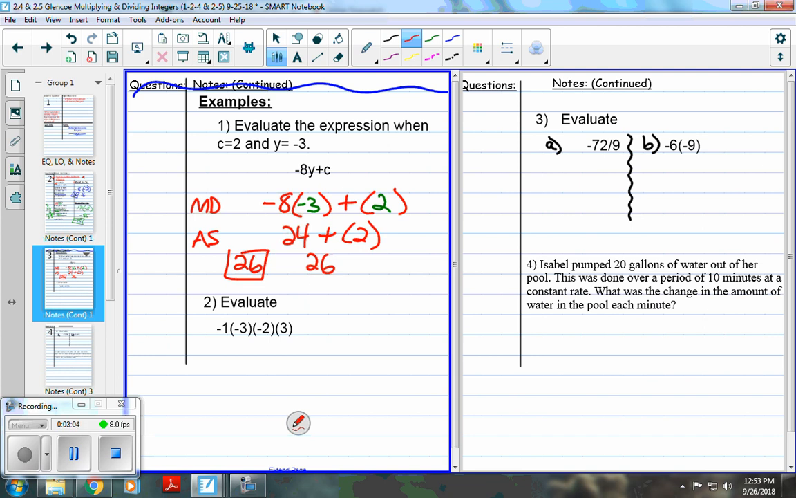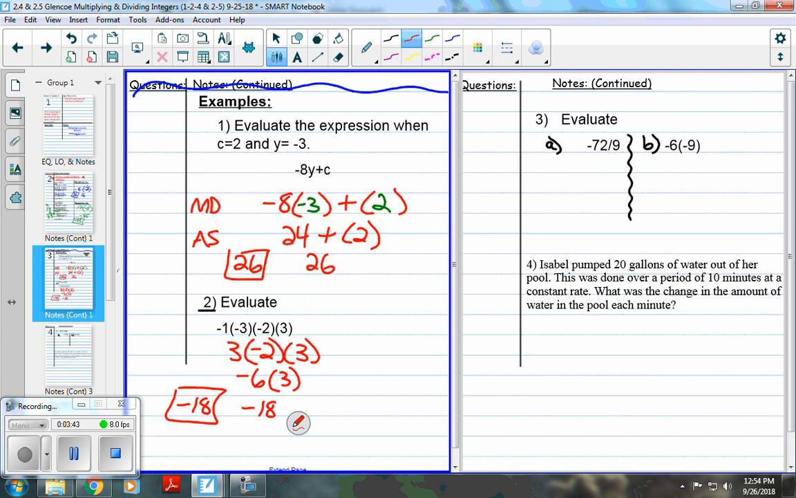So question 2 is a great model of what to do when there's more than 2 numbers. So all of our skills only work when we apply 2 numbers at a time. And when we have more than 2 numbers, we do it 1 step at a time and always combine 2 numbers at a time. So when we have -1 times -3, we get a 3. Everything else comes straight down. And then we have 3 times -2. That's going to get us a -6. -6 times 3 is -18. And that's how we do it. We just do it 1 step at a time, 2 numbers at a time.